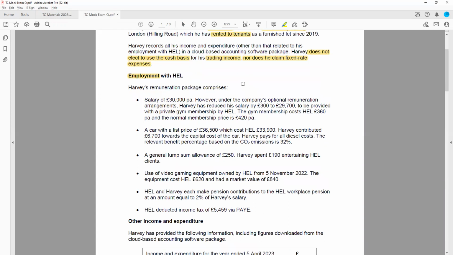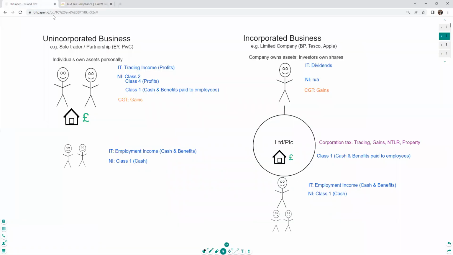So then we get onto the employment part. So we know he's an employee, and we're told his remuneration package comprises the following. This is typical for an employment income type question, in that we're told that somebody's an employee. We're going to be thinking, what is it they receive from their employer? Because of course we know they're going to pay income tax on the cash and also the benefits that they receive from their employer. National insurance is only paid on the cash by the employee, and the employer pays national insurance on both the cash and the benefits.